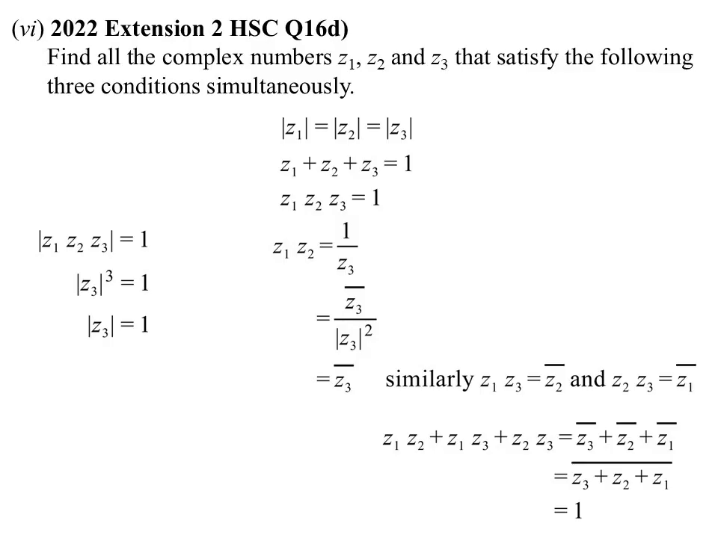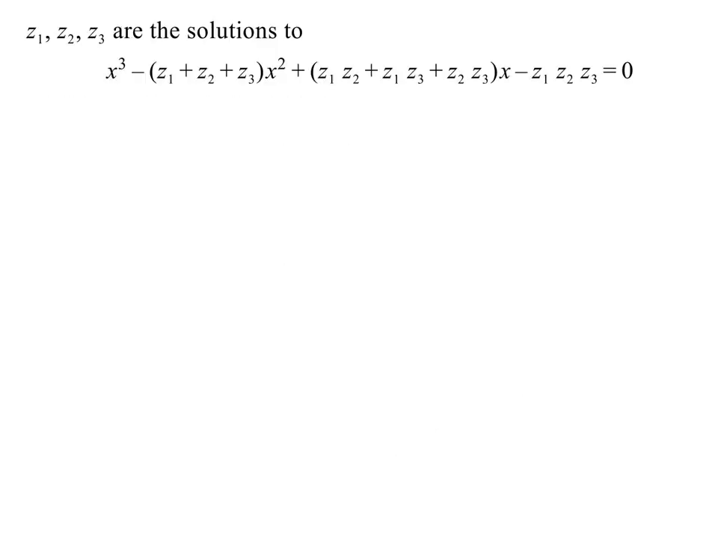So how does that help me? What I now know is z1, z2 and z3 must be the solutions to this equation. So I'm saying minus sum of the roots 1 at a time, plus sum of the roots 2 at a time, minus sum of the roots 3 at a time, or product of the roots. But we have found a value for each of those three things. So z1, z2 and z3 must be the solutions to this equation.